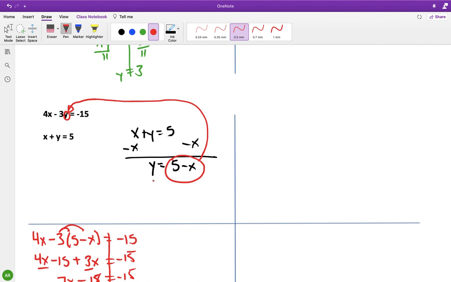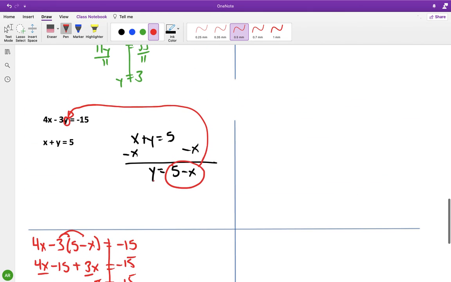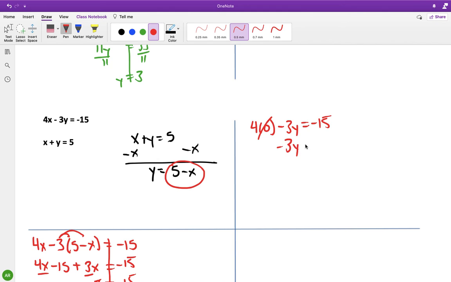Okay, now I'm plugging that x equals 0 into the top equation for x. So I have 4 times 0 minus 3 multiplied by y equals negative 15. That cancels out. I have negative 3y equals negative 15. Divide both sides by negative 3. Y equals 5. So we think our ordered pair, our solution, is 0, 5.